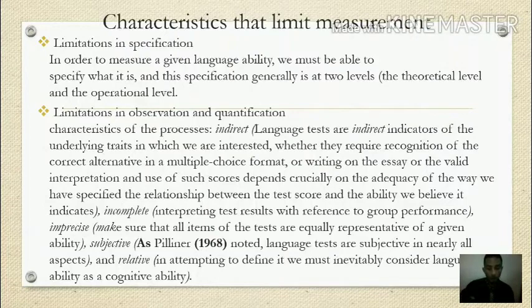Kemudian next, imprecise atau bisa dikatakan tidak tepat. Apa itu imprecise? Imprecise adalah untuk memastikan bahwa semua item tes sama-sama mewakili kemampuan yang diberikan. Kemudian subjektif. Nah, seperti yang dikatakan dan dicatat oleh Filiner pada tahun 1968, tes bahasa subjektif ini hampir ada di semua aspek. Dan yang terakhir, relative.